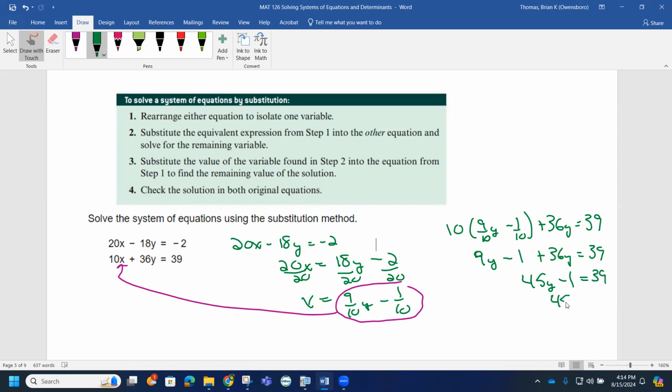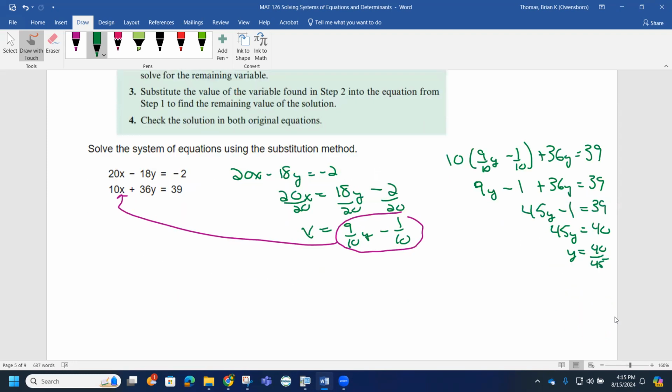So I have 45y. I can add a 1 to both sides. 39 plus 1 is 40. Divide both sides by 45, so 40 over 45. Looks like I can take a 5 out, and that's going to give me 8/9. So what I can do now is substitute the 8/9 in for y over here and solve for x.